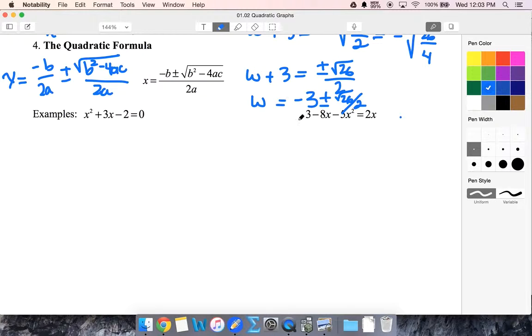Notice over here, we really ended up with this. We had our single number and then a plus minus with a square root on top and a fraction in the bottom. So let's look at this.